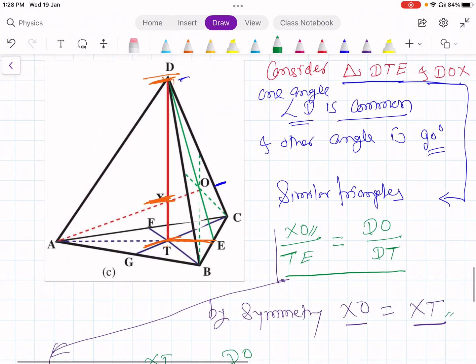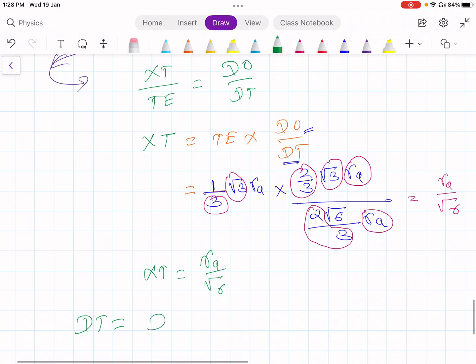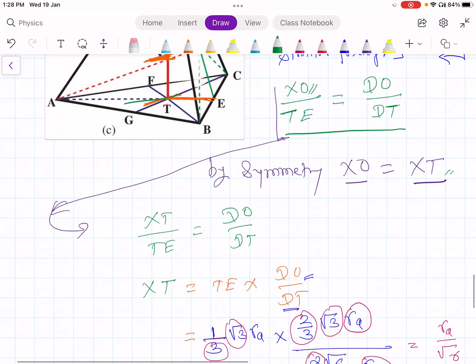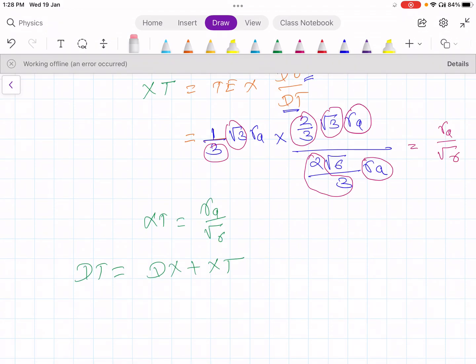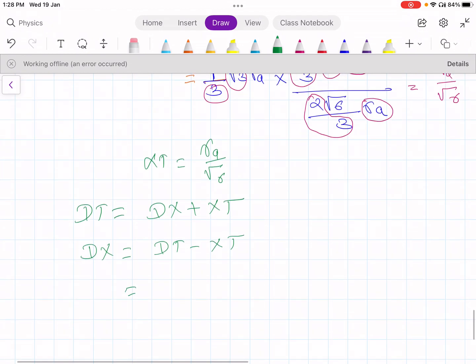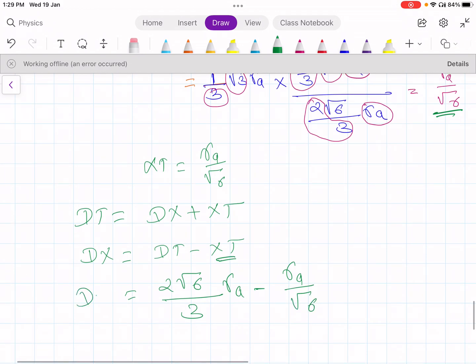Now as in the diagram, you know DT from here to here, which is the height of the tetrahedron. That DT is nothing but DX plus XT. That DT is DX, X is here, plus XT. And what we have to find here is DX. DX is DT minus XT. DT is the height of the tetrahedron, and that height is 2 root 6 upon 3 Ra minus XT, XT is this, Ra upon root 6. And that is equal to DX.